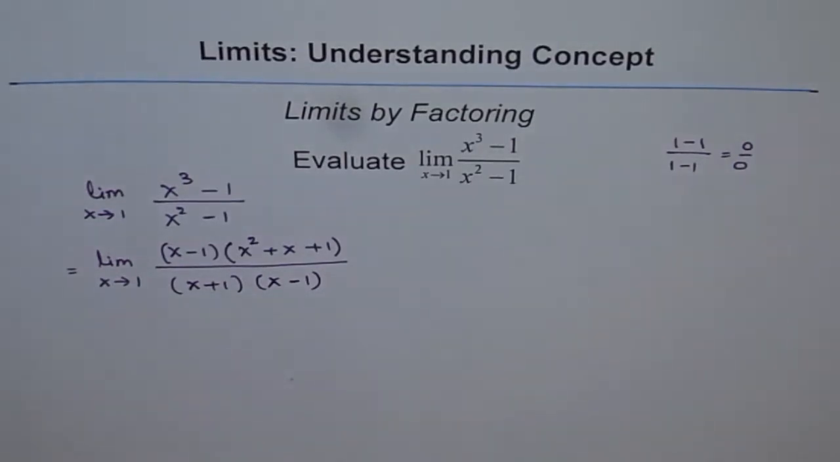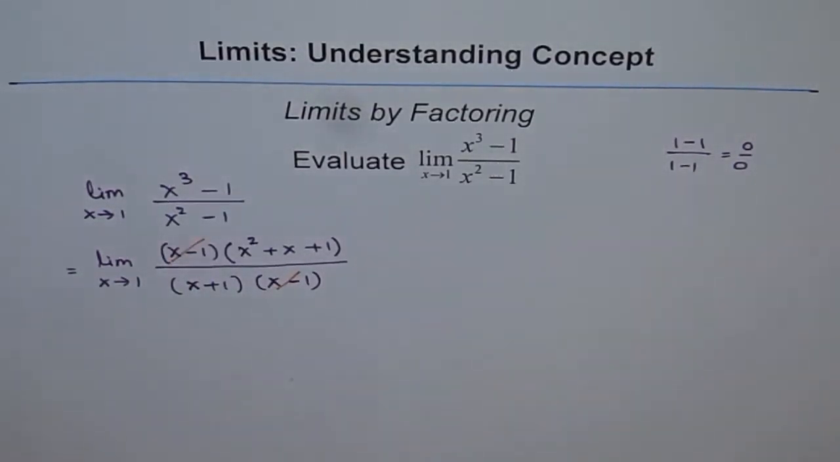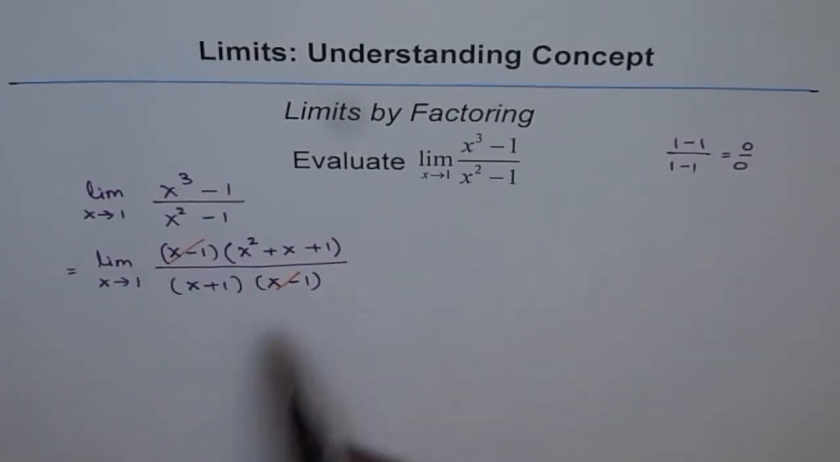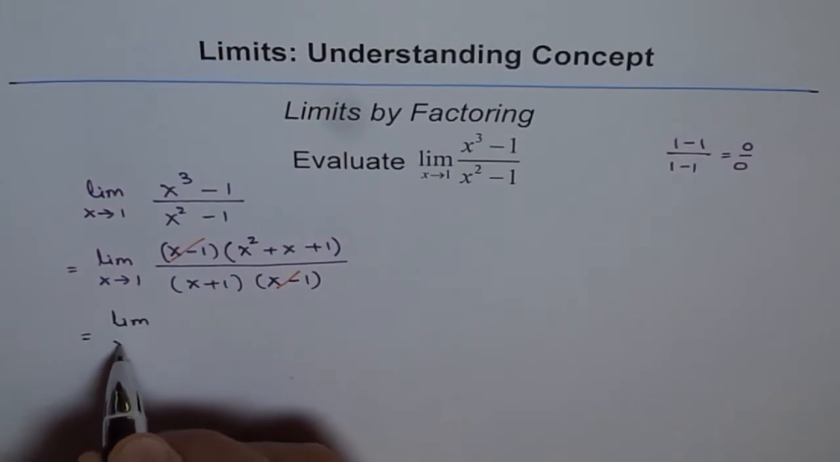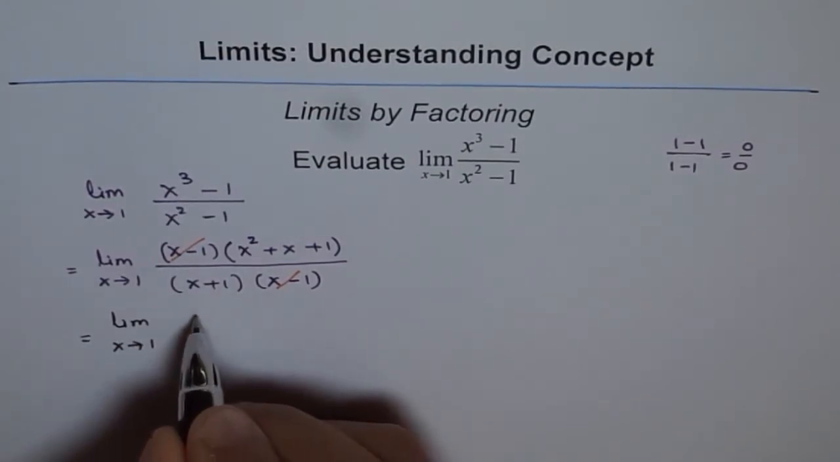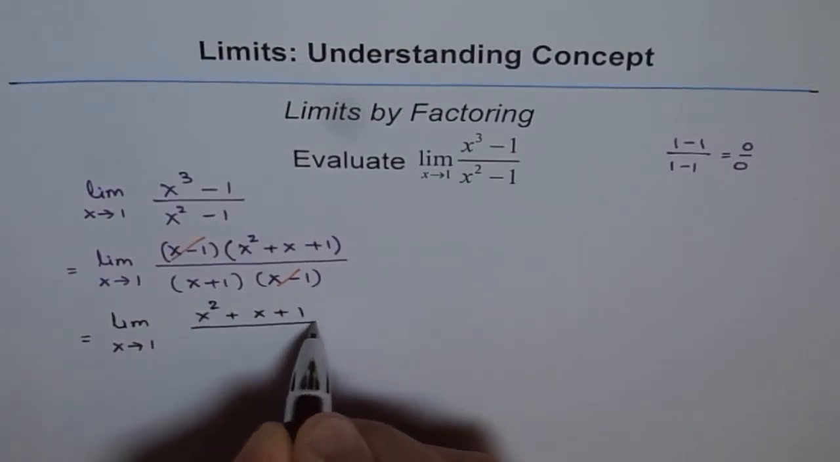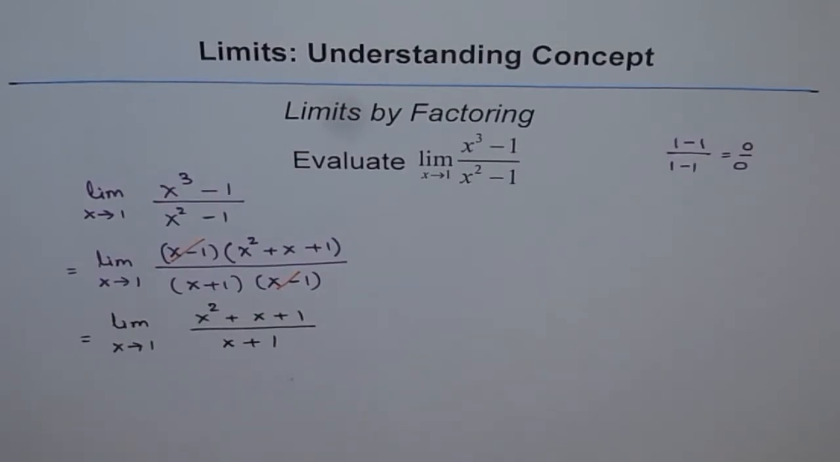Now you can see here that x minus 1 and x minus 1 cancel out. Well, that was resulting in 0 over 0. Once we cancel them out, we can always substitute and get our answer. So we get limit x approaches 1 of x squared plus x plus 1 over x plus 1. At this point, we can substitute and get the result.